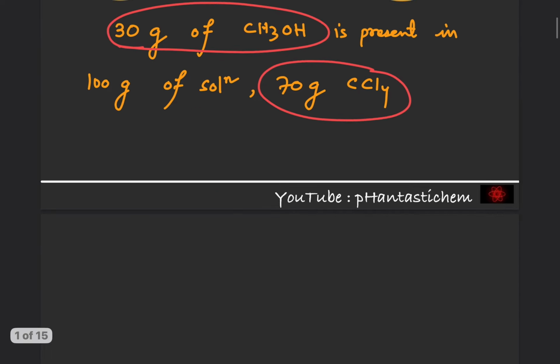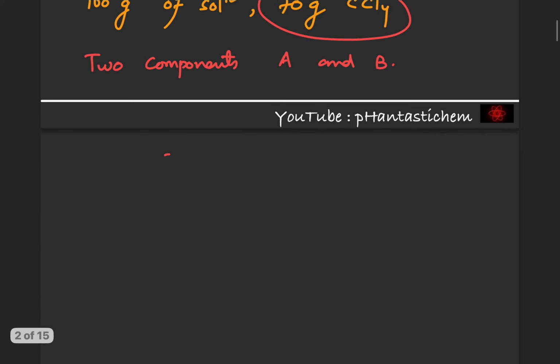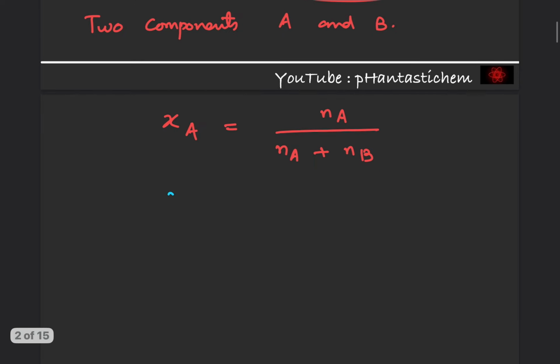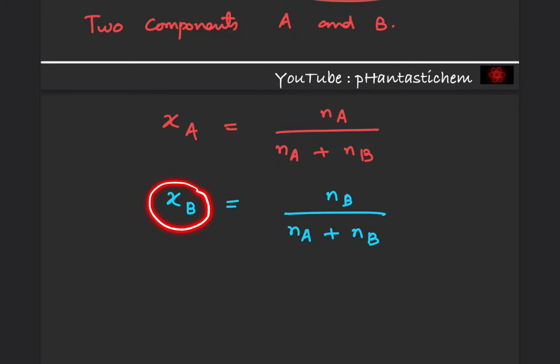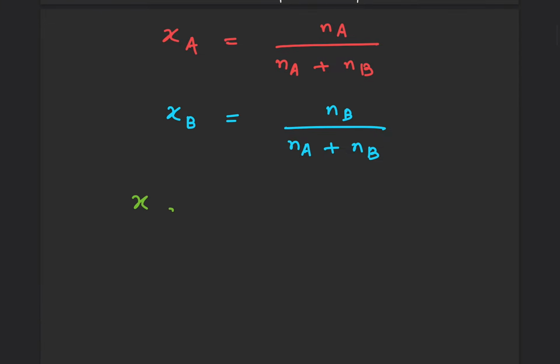Cool. And we also know that when we have two components, A and B, in a solution, the mole fraction of A is equal to the number of moles of A divided by the number of moles of A plus the number of moles of B. Similarly, the mole fraction of B will be the number of moles of B divided by the number of moles of A plus the number of moles of B. So basically the formula is: mole fraction of a component is the number of moles of the component divided by the total number of moles. Cool. So here we are supposed to calculate the mole fraction of CCl4.